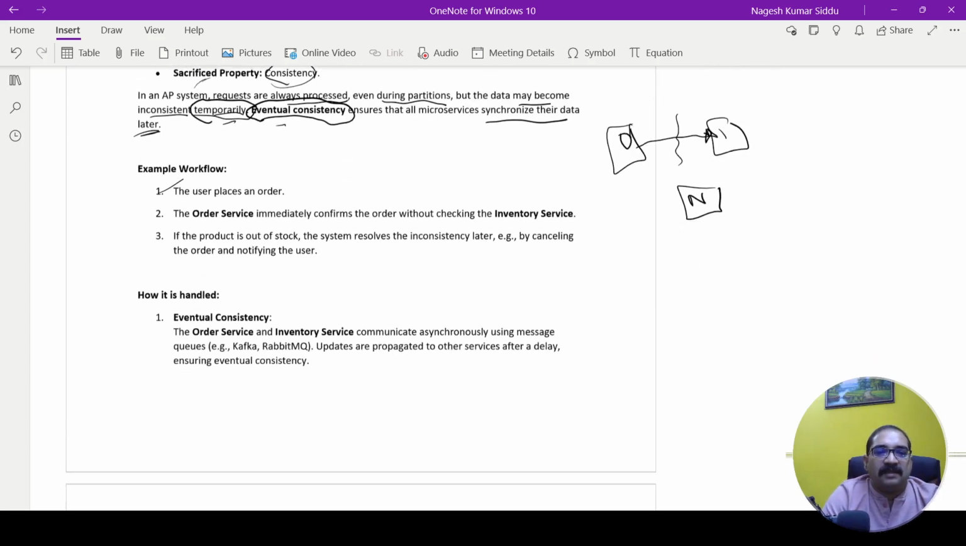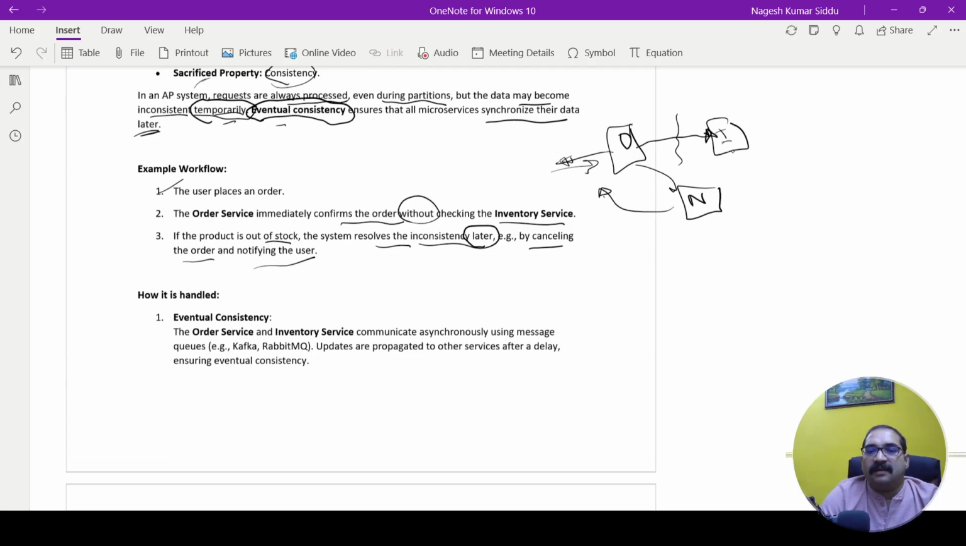the first step, the order service immediately confirms the order without checking the inventory service. If the product is out of stock, the system resolves the inconsistency later by cancelling the order and notifying the user. So as soon as an order is placed, it will give a response. It won't wait for the inventory service to update and then respond back if the item is available or not. It will only say that okay, order is placed, and then an order successfully placed notification is sent.